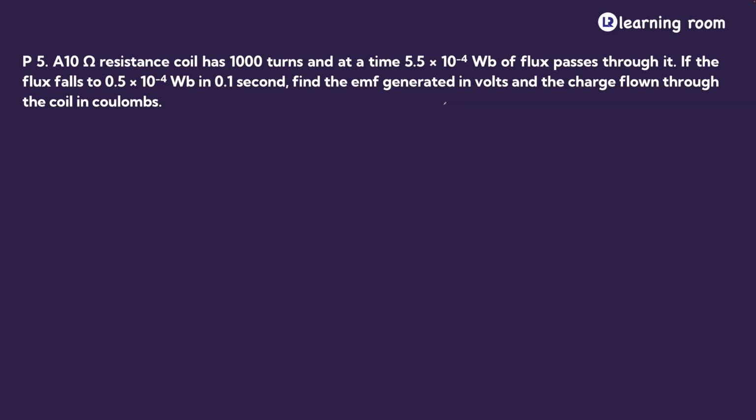So having said that, now I think you will be able to better visualize what these coils they are speaking about. You're able to see them, no? A 10 ohm resistance coil has 1000 turns, and at a time 5.5 into 10 power minus 4 Weber of flux passes through it. If the flux falls to 0.5 into 10 power minus 4 Weber in 0.1 second, find the EMF generated in volts and the charge flown through the coil in coulomb.